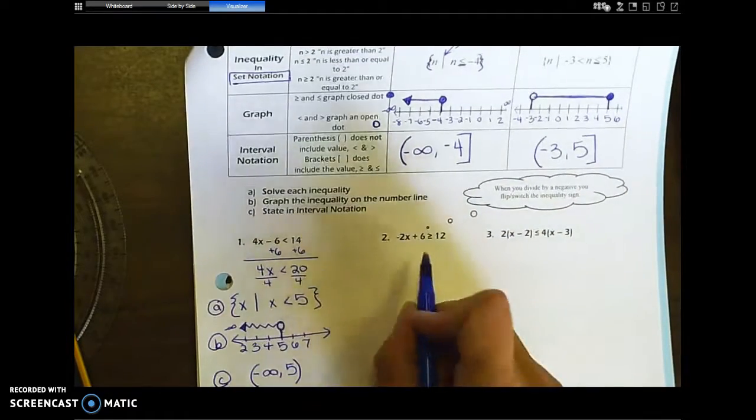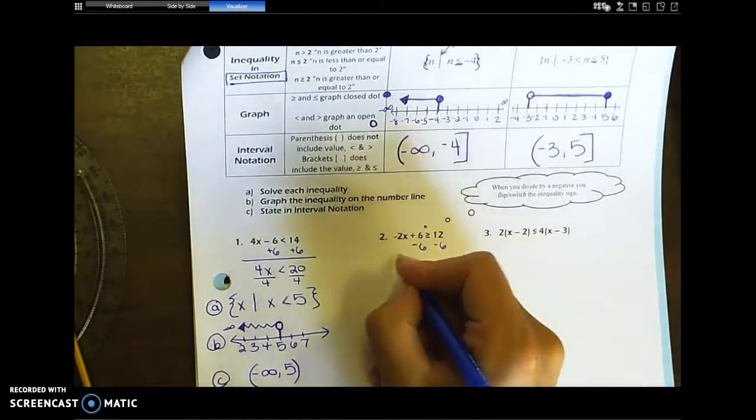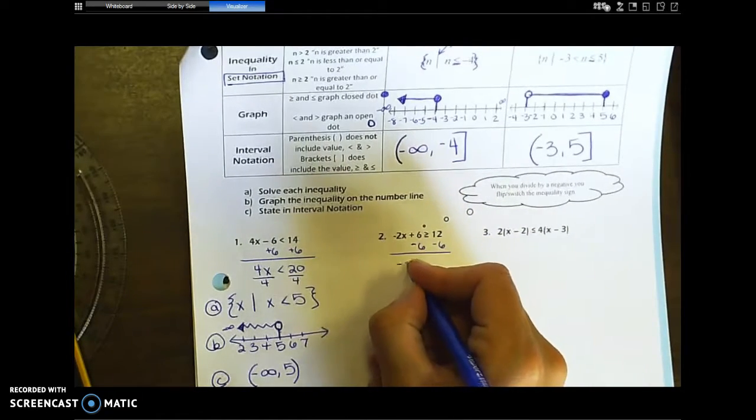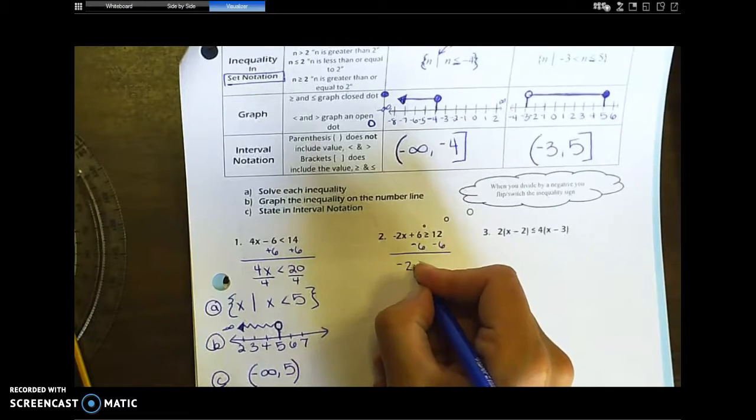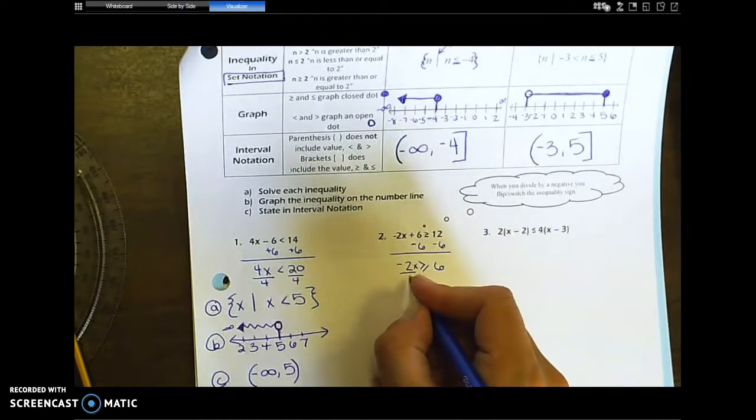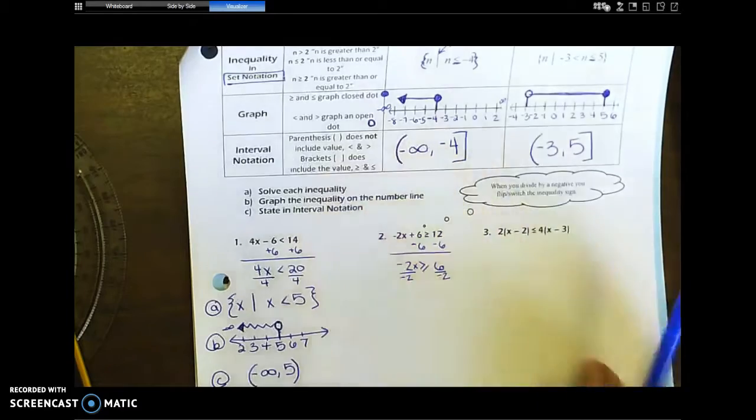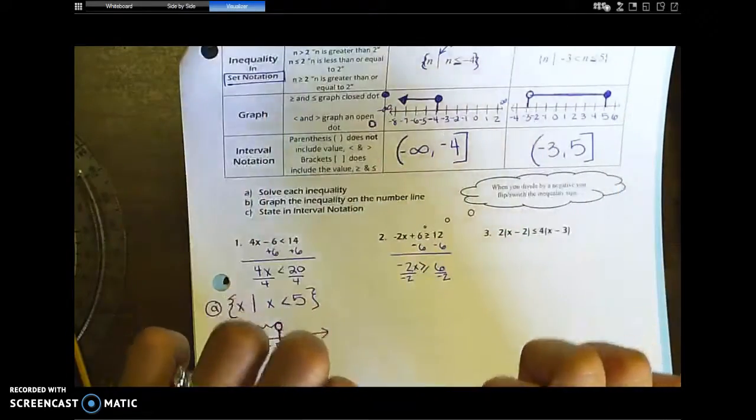Okay, let's take a look then at number 2. The first thing we have to do here is solve. So I'm going to subtract 6. And then we get -2x is greater than or equal to 6. Now we're going to divide by -2. Divide by -2. And then error, error, error.